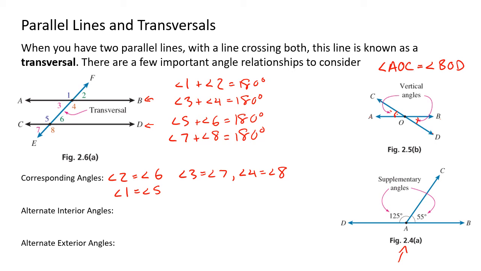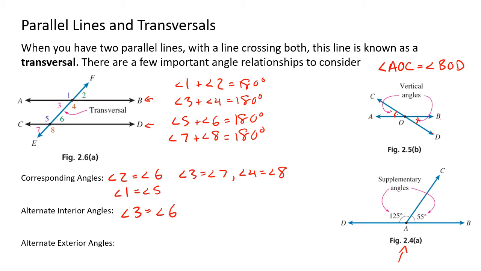Alternate interior angles mean that angle 3 and angle 6 alternate of each other. A good way to see this is that it makes a Z. These two interior angles on the Z must be the same. So that means that angle 3 is equal to angle 6.